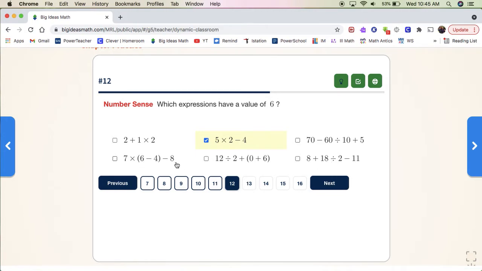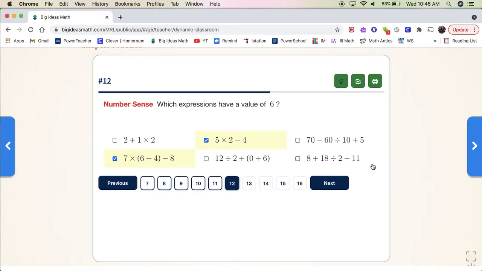Okay, parentheses, 6 minus 4, which is 2, we've got to take care of that first. So then we have 7 times 2 minus 8. 7 times 2 is 14. 14 minus 8 is 6. All right, that one works. Parentheses first. 0 plus 6 is 6. So we'd have 12 divided by 2 plus 6. 12 divided by 2 is 6. 6 plus 6 is 12. Doesn't work.